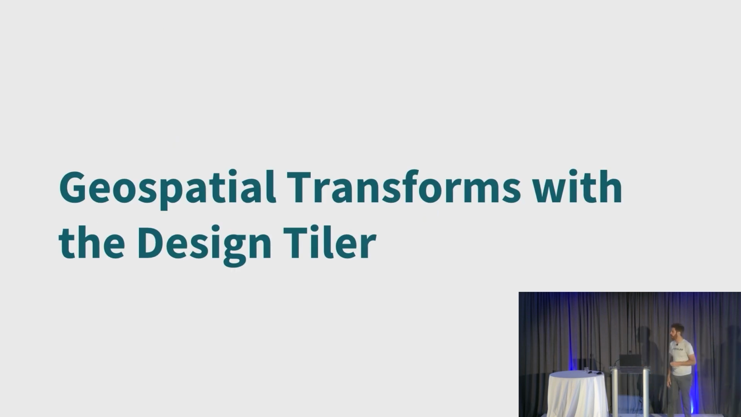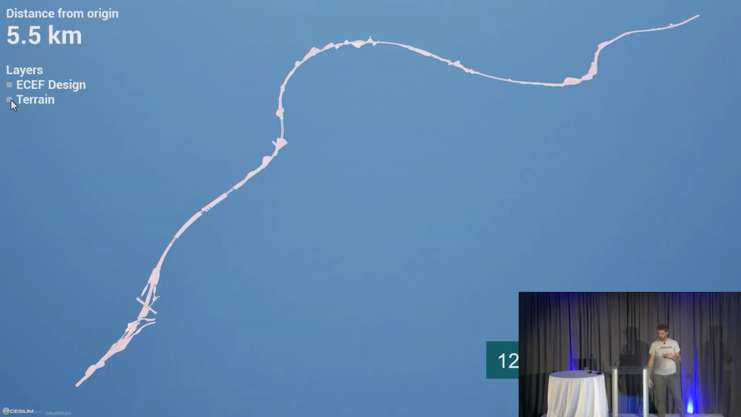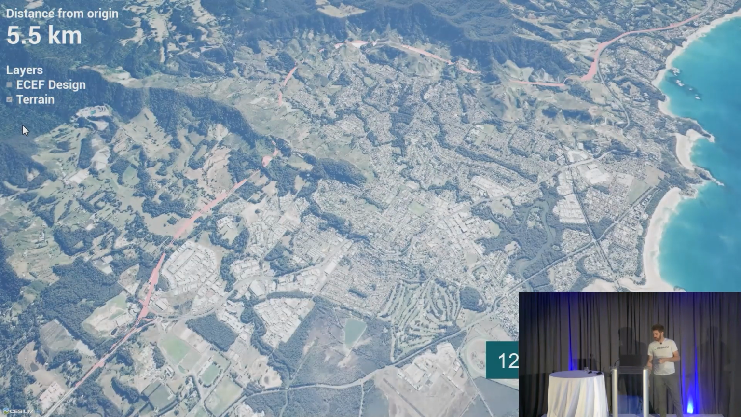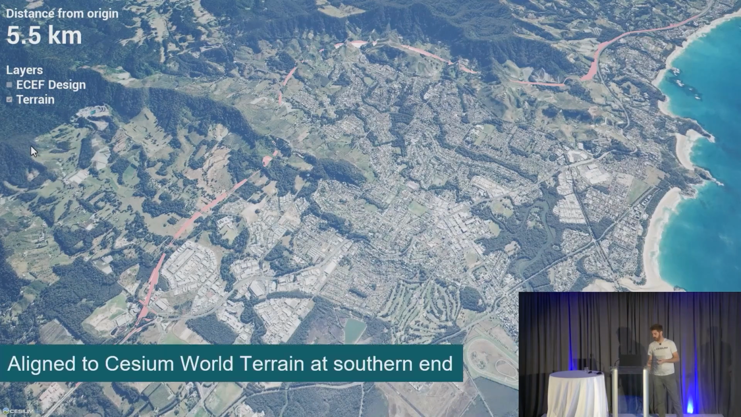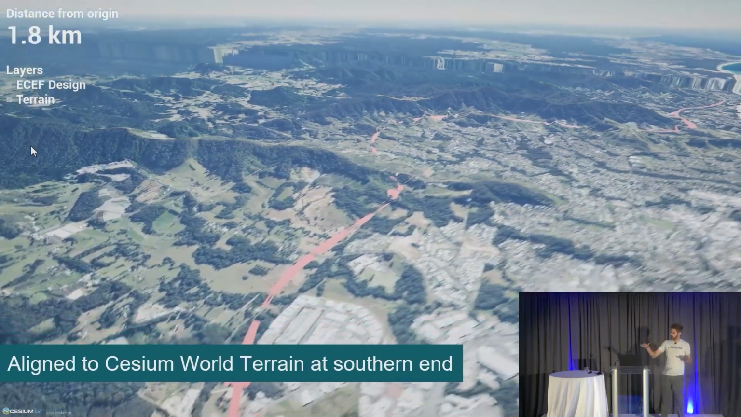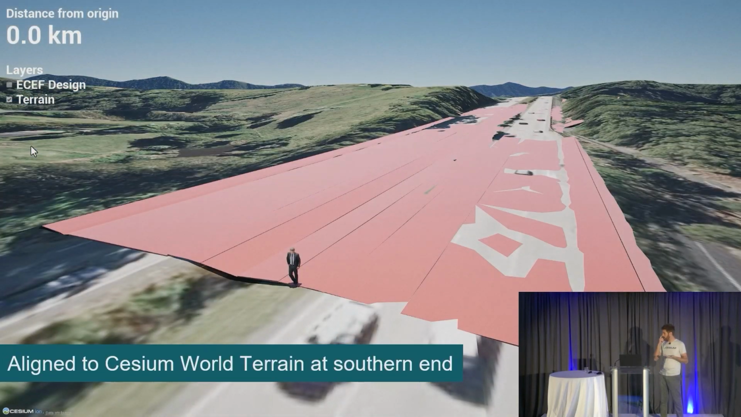Okay, so let's move on to big projects. For anyone who's worked on linear infrastructure like roads, this is still a pretty small project. The problem we have is roads exist in a flat world, effectively, in our design packages. And when we want to visualize them with something like Cesium World Terrain, it might look okay from up here, but we'll find that Cesium World Terrain is curved, right? Our design's flat, so things are going to mismatch.